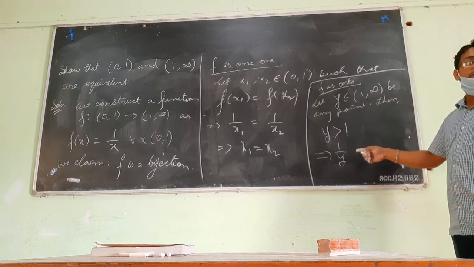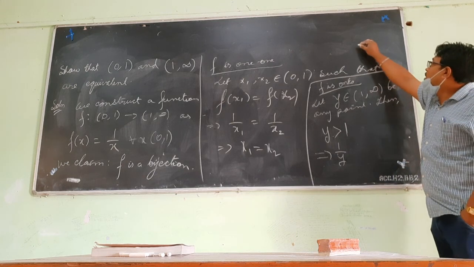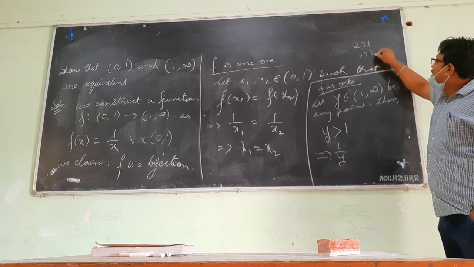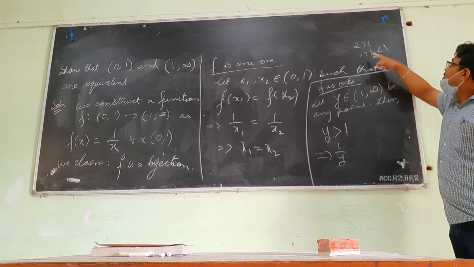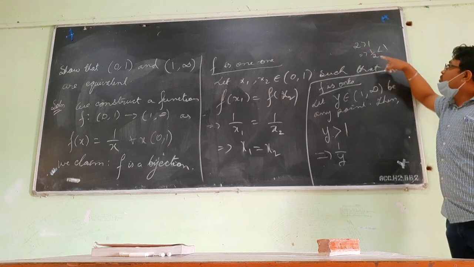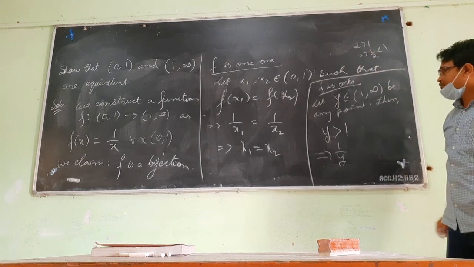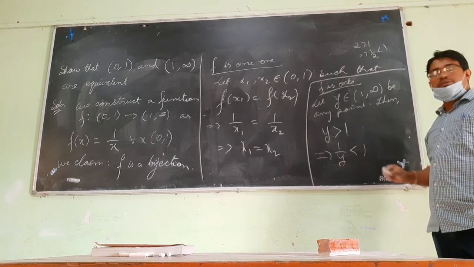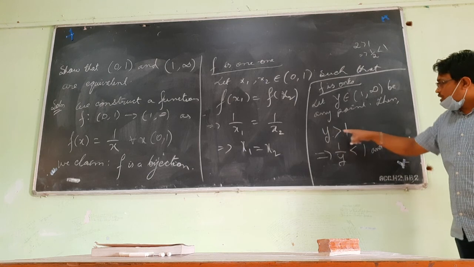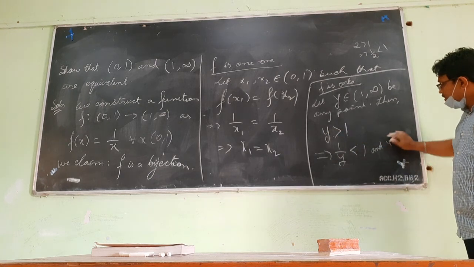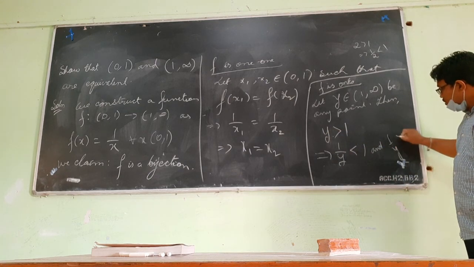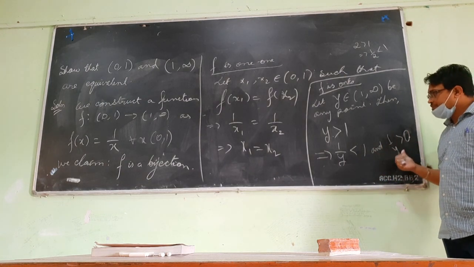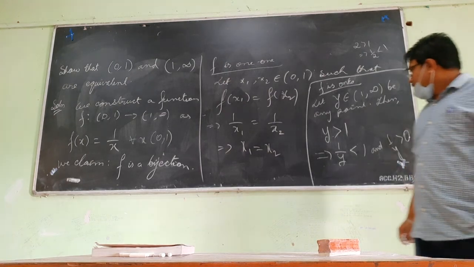The inequality will change. These are the properties of inequality. If you have, say, 2 is greater than 1, and you take the reciprocal, then the reciprocal of the greater number is smaller. So if y is greater than 1, then 1 by y is less than 1. Since y is greater than 1, y is positive, and 1 by y is also greater than 0. It is less than 1, no problem, but it is also greater than 0, because y is positive.